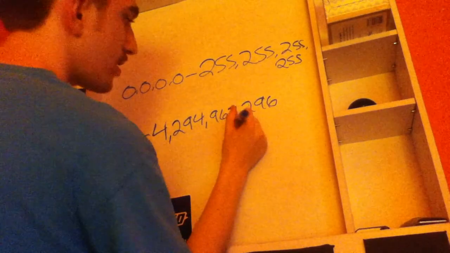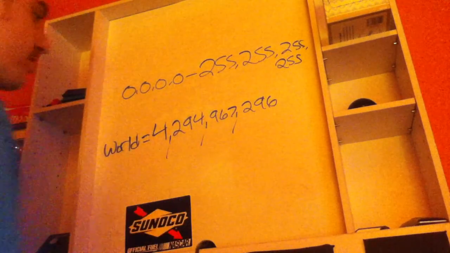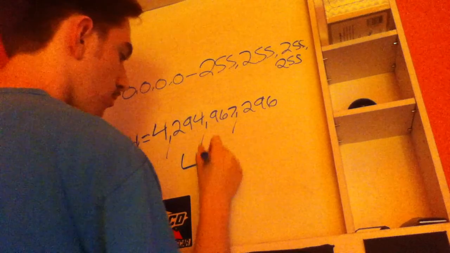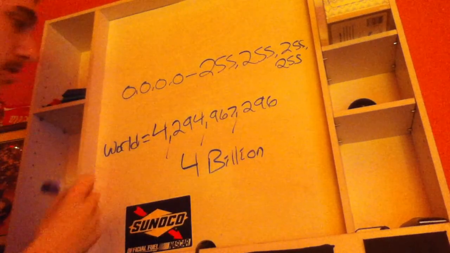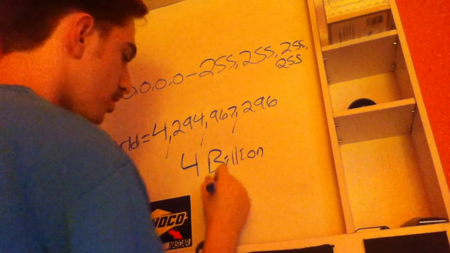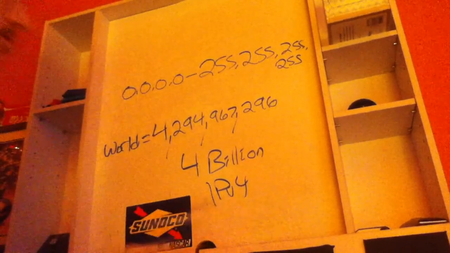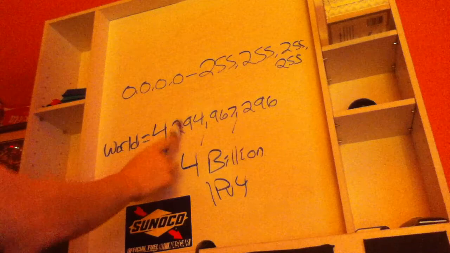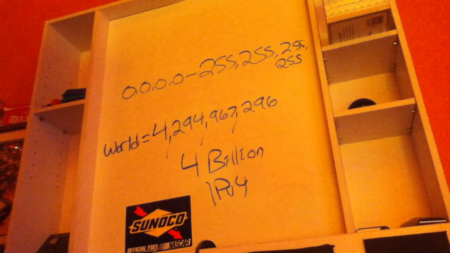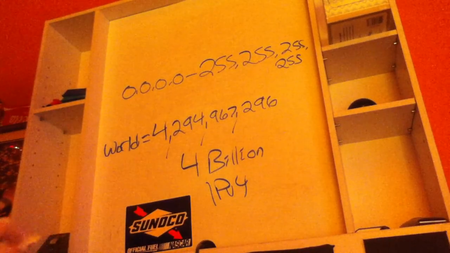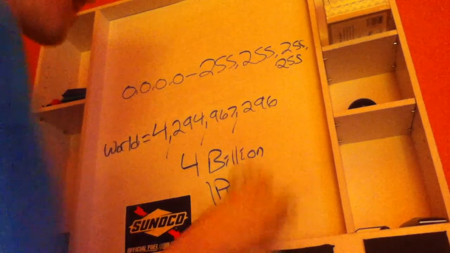4, 2, 9, 4, 9, 6, 7, 2, 9, 6. That's thousand, that's million, that's billion. There are 4 billion, actually 4.2 billion, possible IPv4 addresses. This includes both public and private, because there are private ranges in that, trust me. So, there's your answer on that, and that's how they solved it. It's not that hard. Just think of the range.